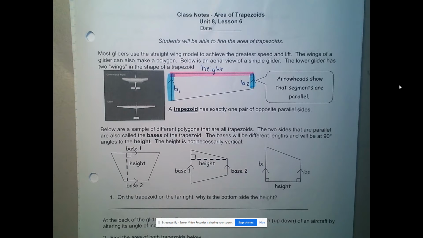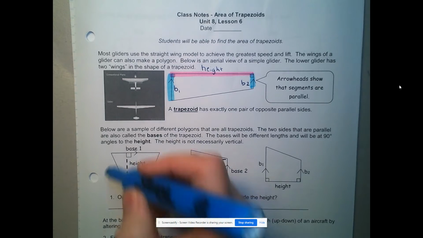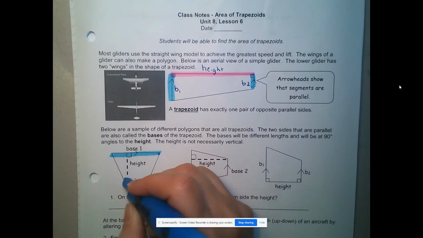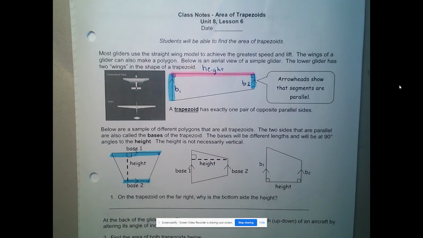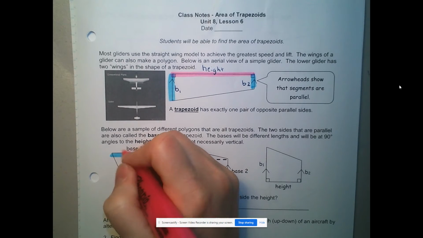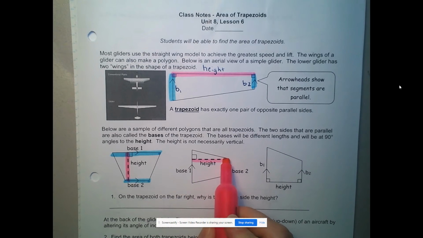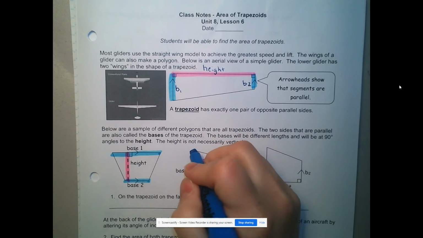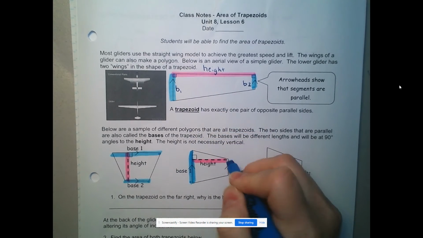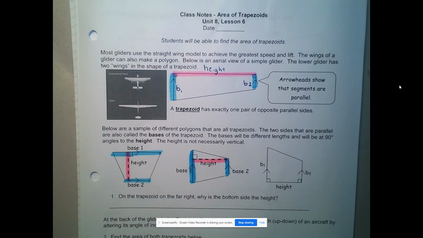Below that, you can see three examples of trapezoids. Now, the parallel sides, which have that arrowhead, those are always going to be your bases, so base 1 and base 2, and the height will always connect them at a right angle. On this one, the height happens to go down the middle with the dashed segment. On the second one, the height happens to be horizontal, side to side with that dashed segment, because the parallel bases on this one are on the left and the right, like they were on the glider up above.